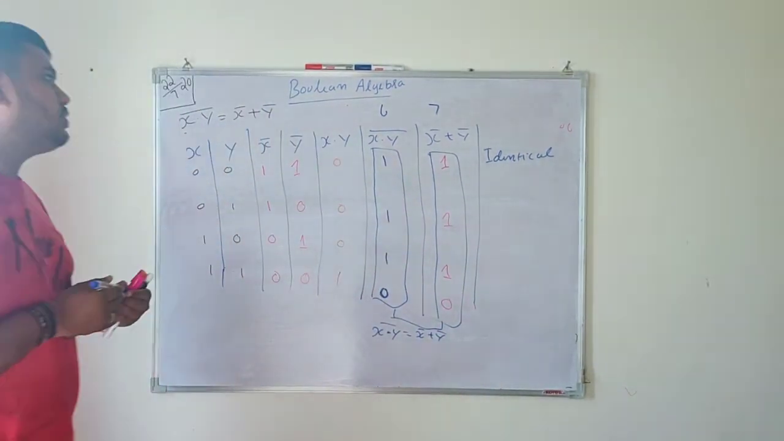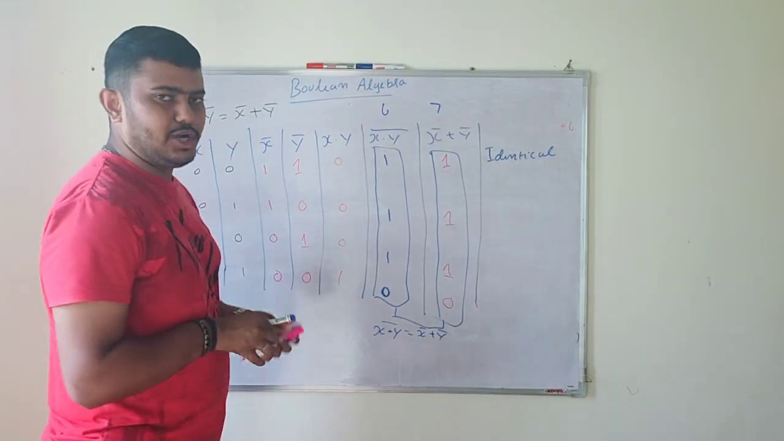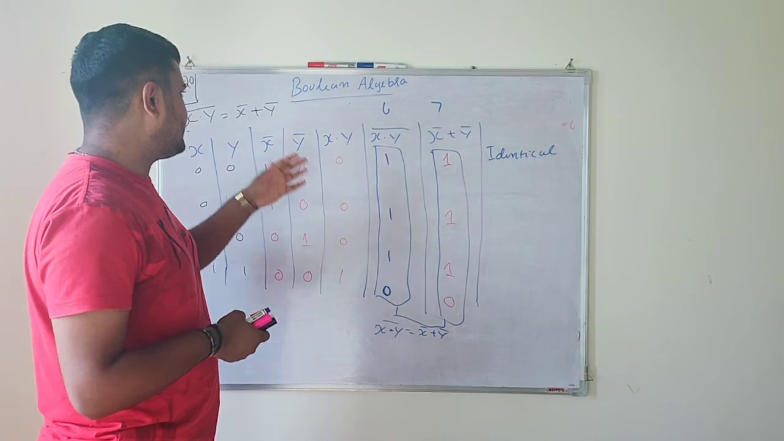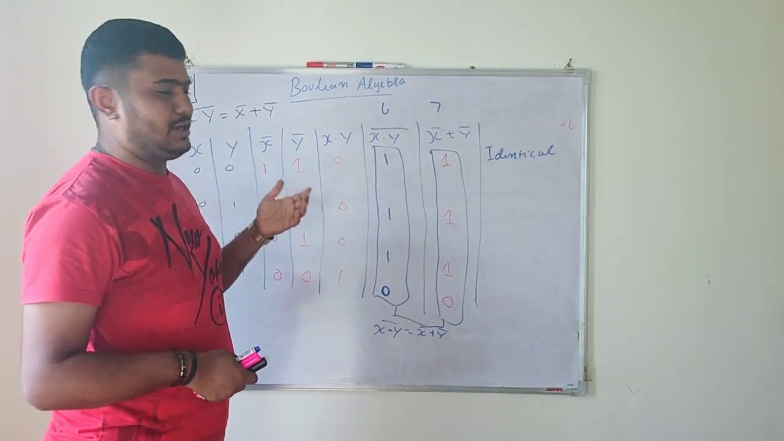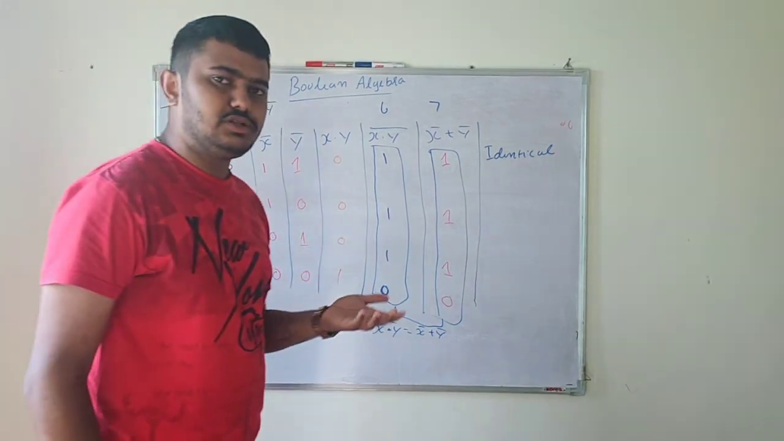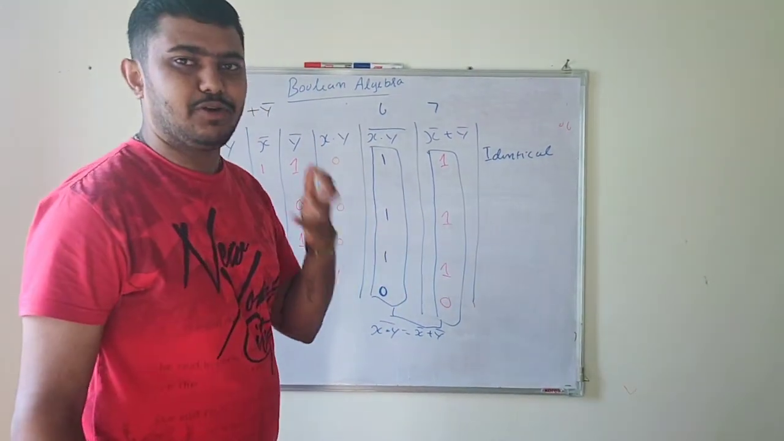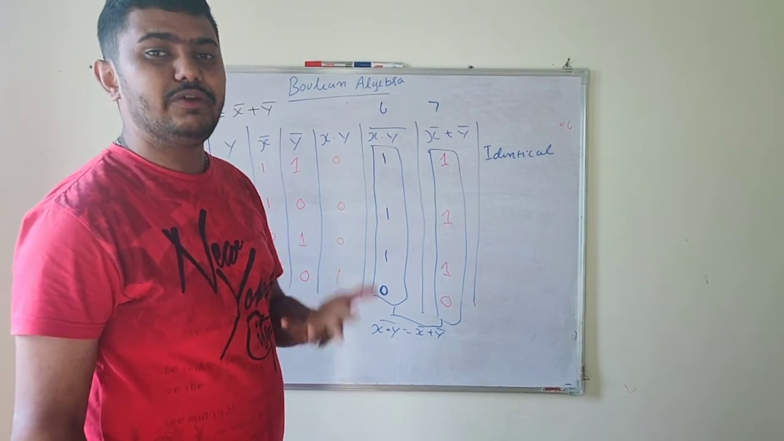So this is how we prove a theorem of Boolean algebra. Hope you understood this class. So this is a very important theorem. The first theorem states that the complement of a sum is equal to the product of the individual complements. The second theorem states that the complement of a product is equal to the sum of the individual complements.